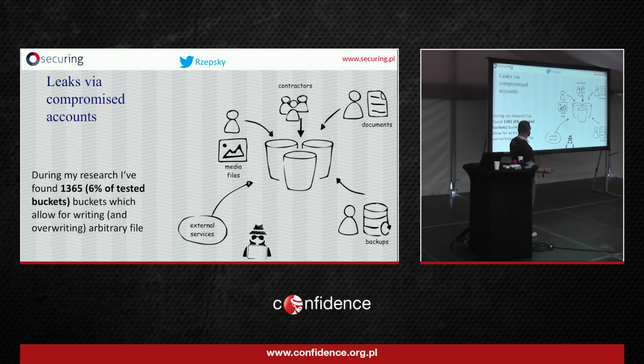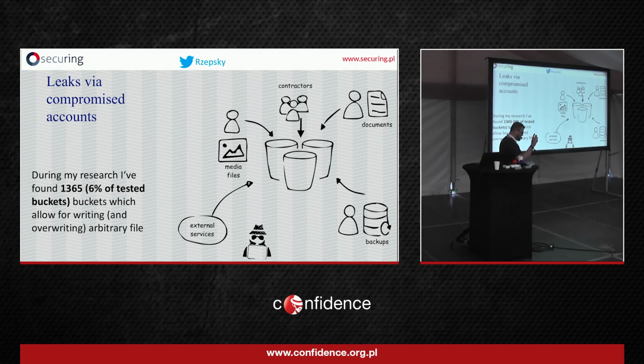OK, key leaks via compromised account. If you remember, this is my little research: the bucket scanner, the tool that I showed you, also has the possibility to test the upload privileges. And 6% of those 25,000 buckets allow me to write and overwrite files. So even if I don't have the privilege to delete a file, I can overwrite it with an empty file, right? Which is basically the same.